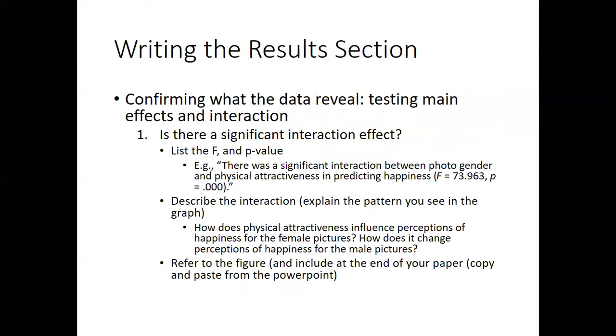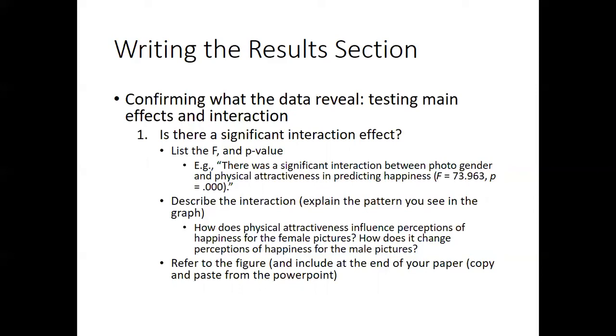Next, you're going to talk about our analysis confirming what the data reveal. Now, we generally start by talking about the interaction effect first, because the interaction effect kind of supersedes those main effects. So first, you want to talk about whether there was a significant interaction effect. For our case, there was. So you're going to list the F and the p-value. So I've given you an example of how you might write it up.